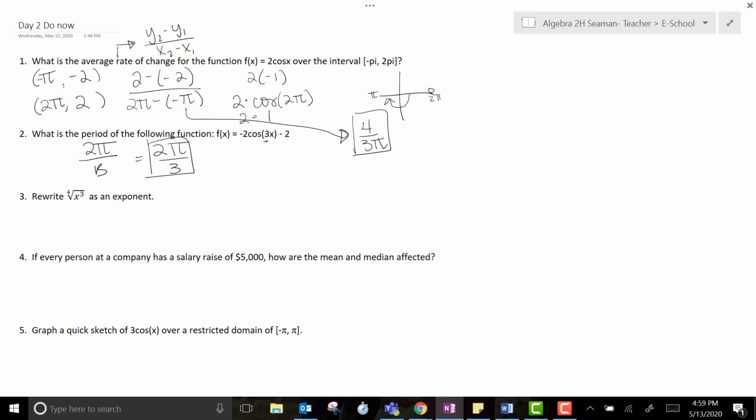Rewrite the 4th root of x cubed. So remember that my exponent is always my numerator, and that root index, or that little number that is on that root that tells us how many pieces I am looking for, becomes the denominator.